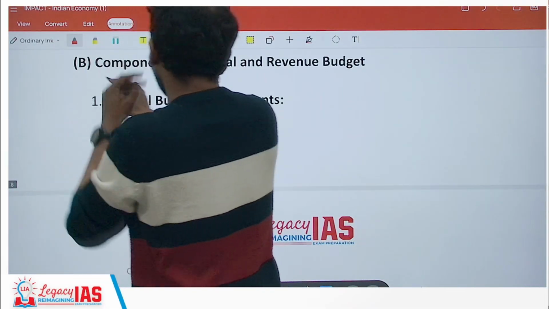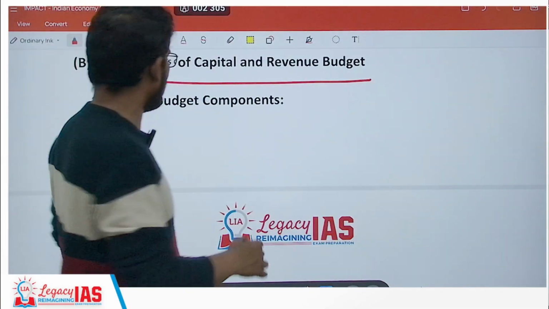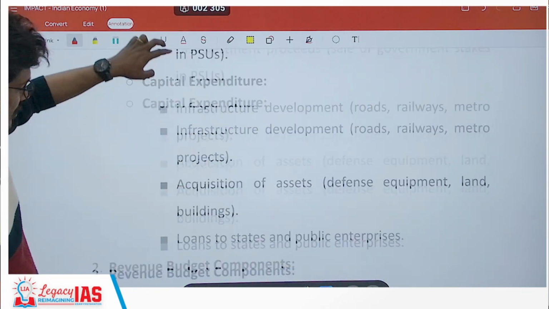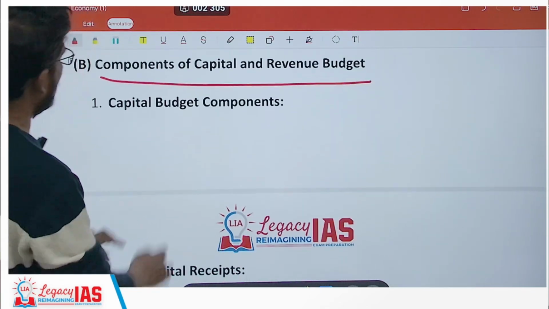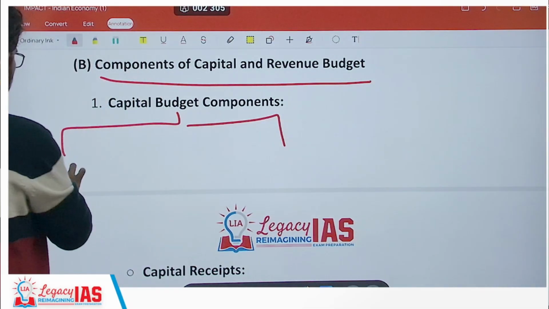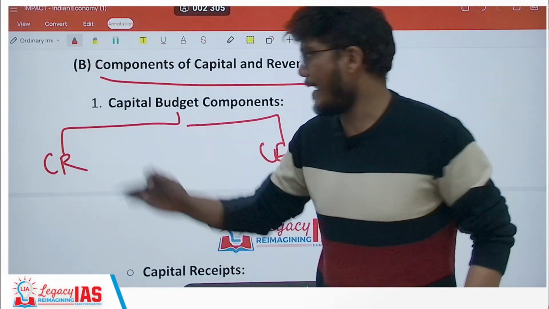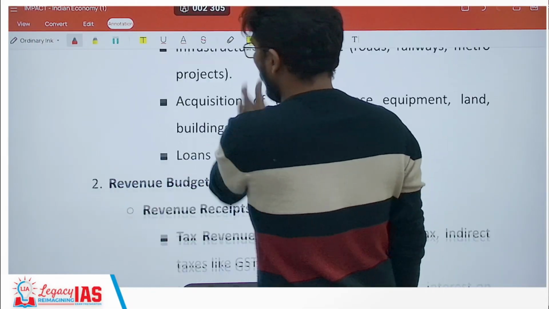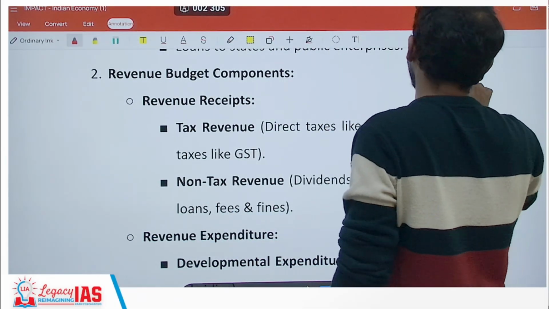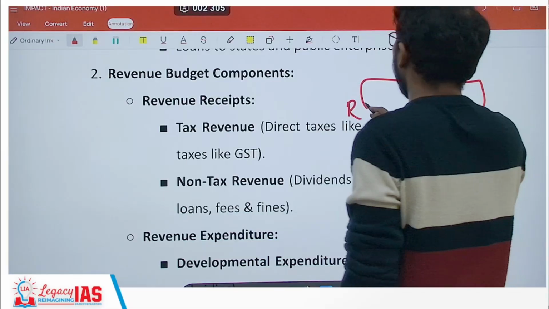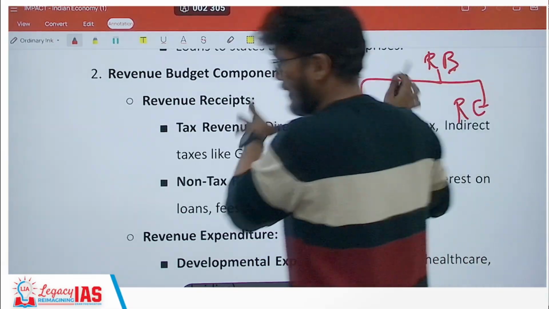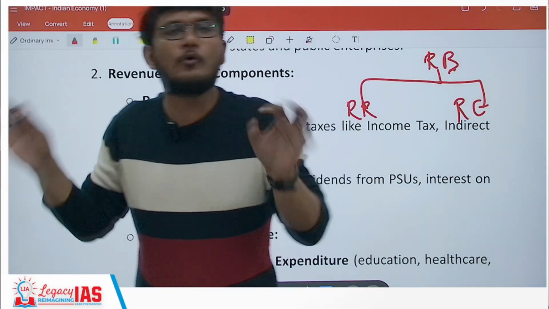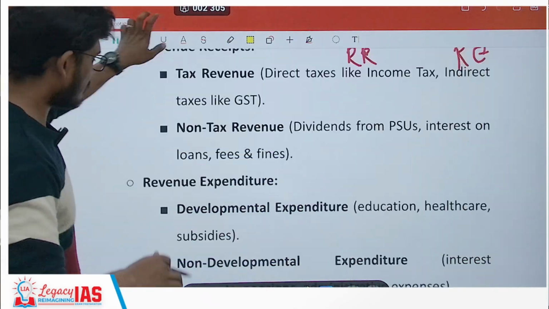Then you go ahead with the components. So as I said, components, you can simply have capital budget, and under this you can write the capital receipts, the capital expenditure, or within this only you can make the diagram like this: capital receipt, capital expenditure, and under that do the following things which is written in a text manner over here. And the same thing you can do for revenue budget. Under revenue budget you can have revenue receipt and revenue expenditure. Write it completely. I'm just telling you how to go about it and give the examples and stuff. So the two diagrams would look beautiful, and then you can conclude. Right?